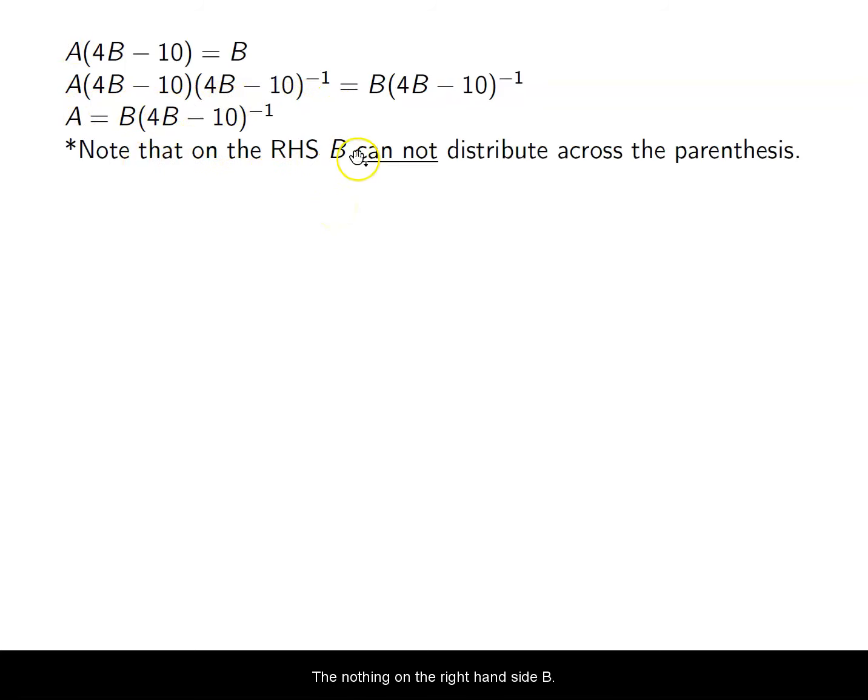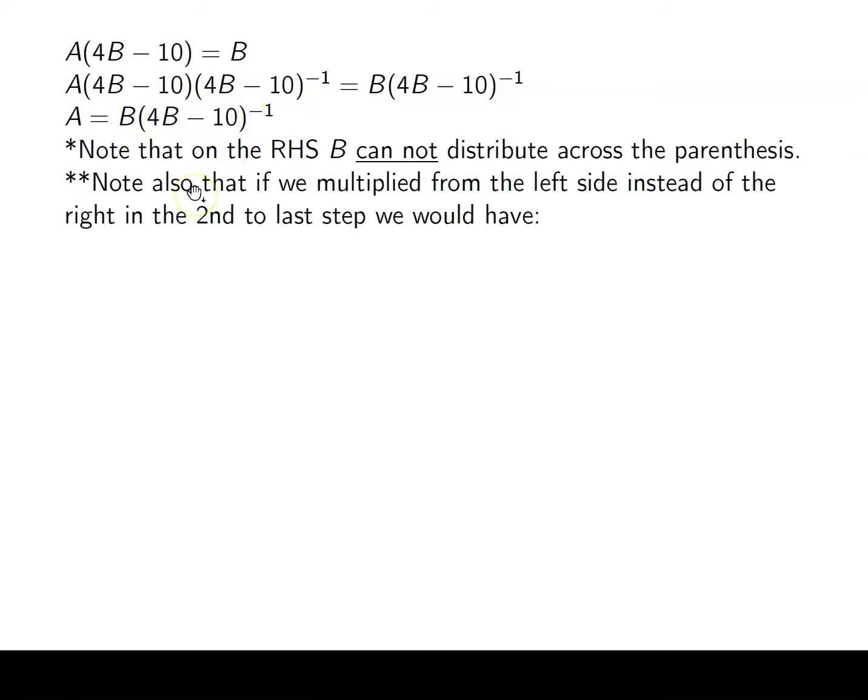So note that on the right-hand side, B cannot distribute across the parentheses. I cannot bring this across because I have this inverse power here, okay? This cannot be 4b squared minus 10b. I cannot distribute b. This is the final answer, okay?